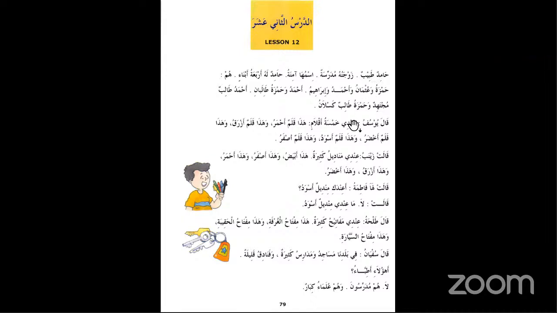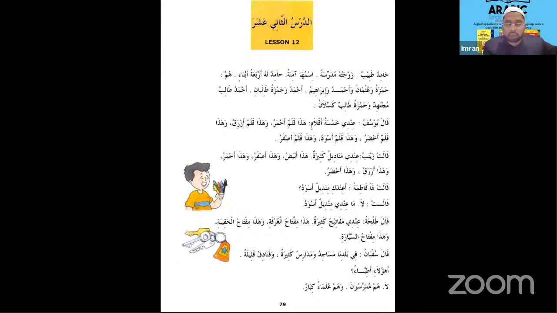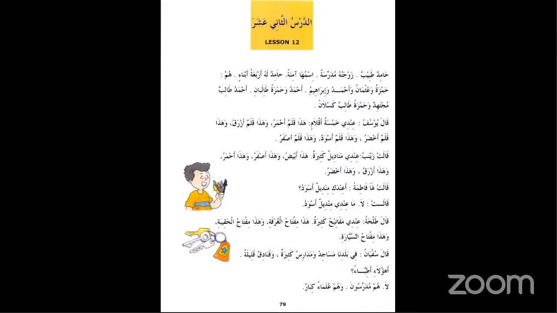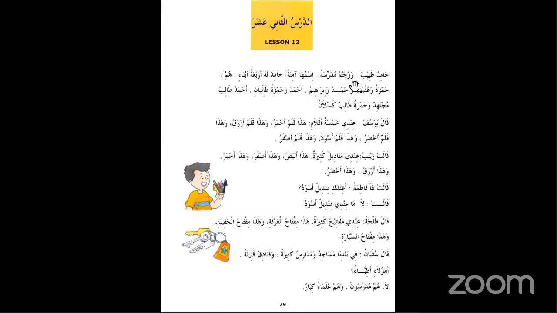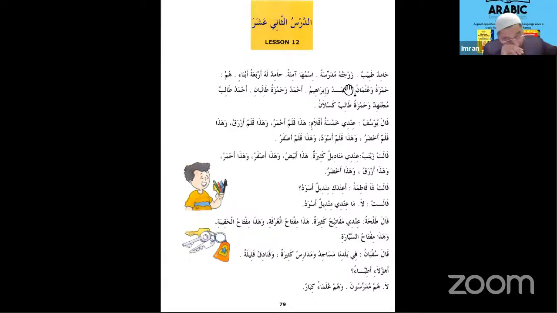First sentence. Hamidun tabibun. Hamid is a doctor. So Hamidun is the subject and tabibun is the predicate. Excellent. Next student, please. Sister Aghasan Ali. You need to unmute yourself.